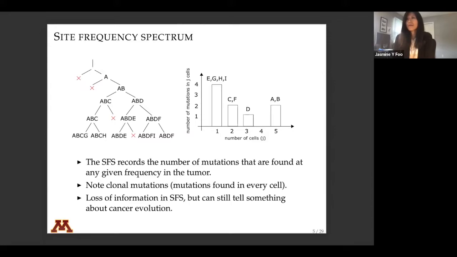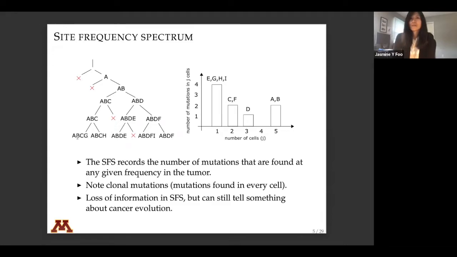So to describe the site frequency spectrum, suppose we have a cancer phylogeny shown here. And usually we have a tumor of monoclonal or single cell origin. And let's say our original cell divides and one of its progeny dies and another one picks up a mutation A. And then subsequently it divides and one of its progeny dies, and then the other one picks up another mutation, B. So now this cell has two mutations, and this process goes on and on.